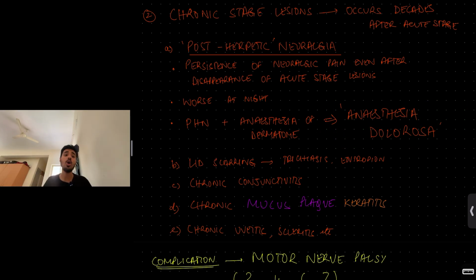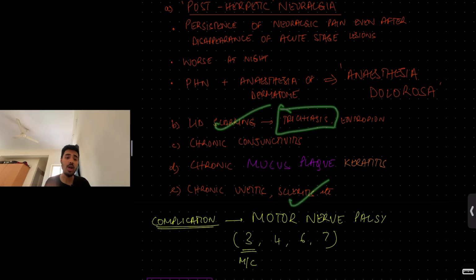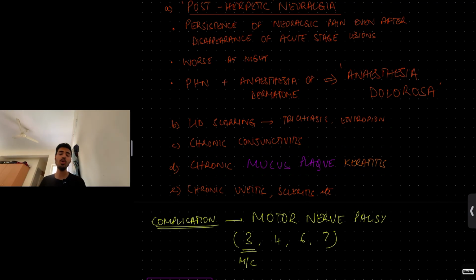Then chronic conjunctivitis can be there, chronic uveitis, chronic scleritis, lid scarring leading to trichiasis, and the cornea part is in the form of chronic mucus plaque keratitis. This is also an MCQ question. Chronic mucus plaque keratitis. So this is about the chronic stage lesions.